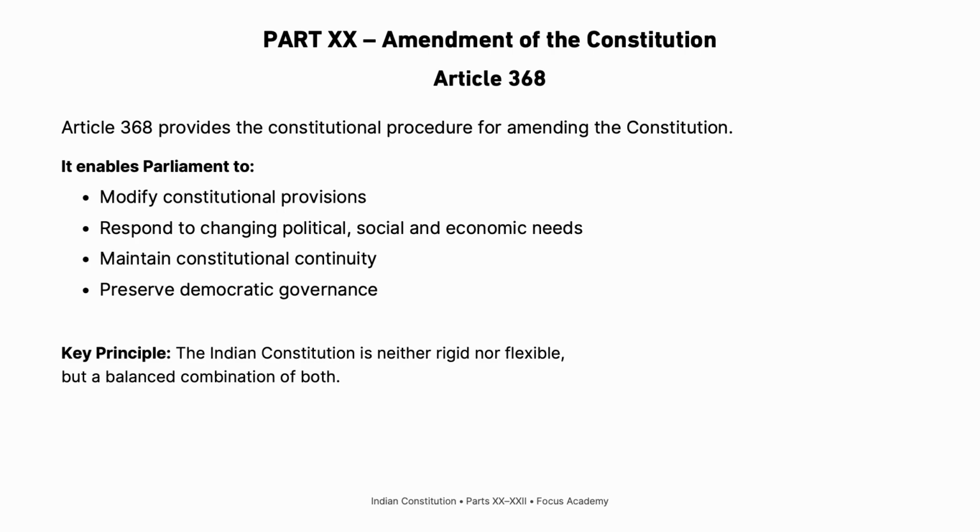Now, the key principle of the Indian Constitution is that it is neither rigid nor flexible, but a balanced combination of both. I mentioned the federal feature of the Indian Constitution, the division of powers: the union list, state list, concurrent list, right? Union list, they have their own list. State list, they have their own list. And there's the concurrent list on which both the center and the state can make laws. But in case of conflict between the two, it is the center's decision that prevails, which means it is flexible as well as rigid.